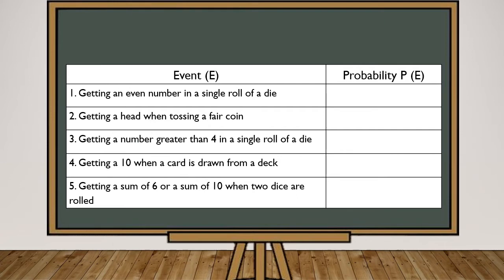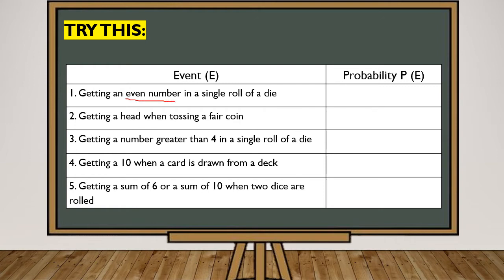For example, in a table, we have here events and their corresponding probabilities. So try this. You can get a piece of paper and try to determine the probability. Example number 1, event number 1: getting an even number in a single roll of a die. When you roll a die, what is the probability of getting an even number?